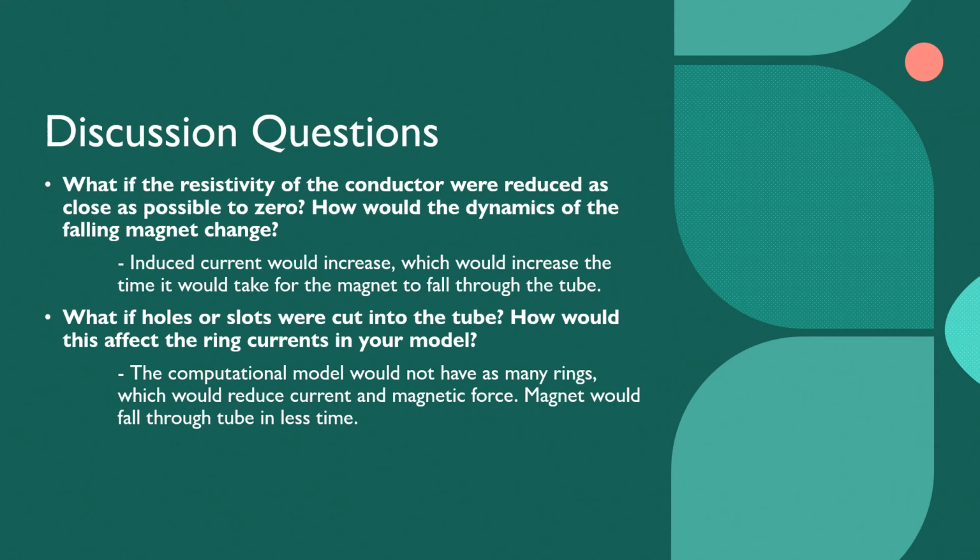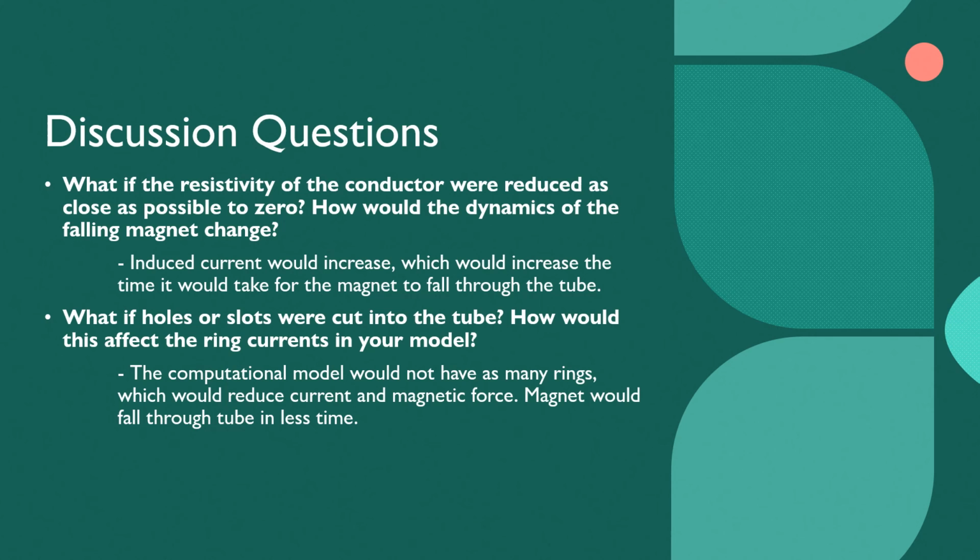Now let's take a look at things if they're run a little bit differently in this experiment. For example, what if the resistivity of the conductor were reduced as close as possible to zero? And how would the dynamics of the experiment change as the falling magnet changes? Well, first off, when you think about it, induced current would increase, which as a result would increase the time it would take for the magnet to fall through the tube.